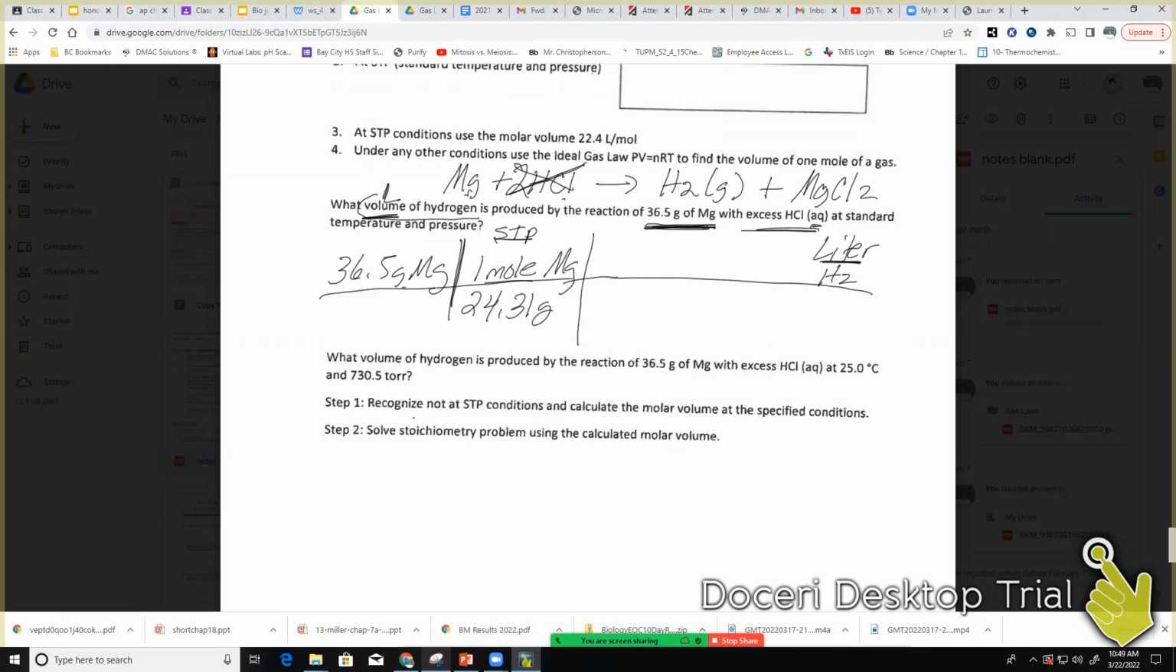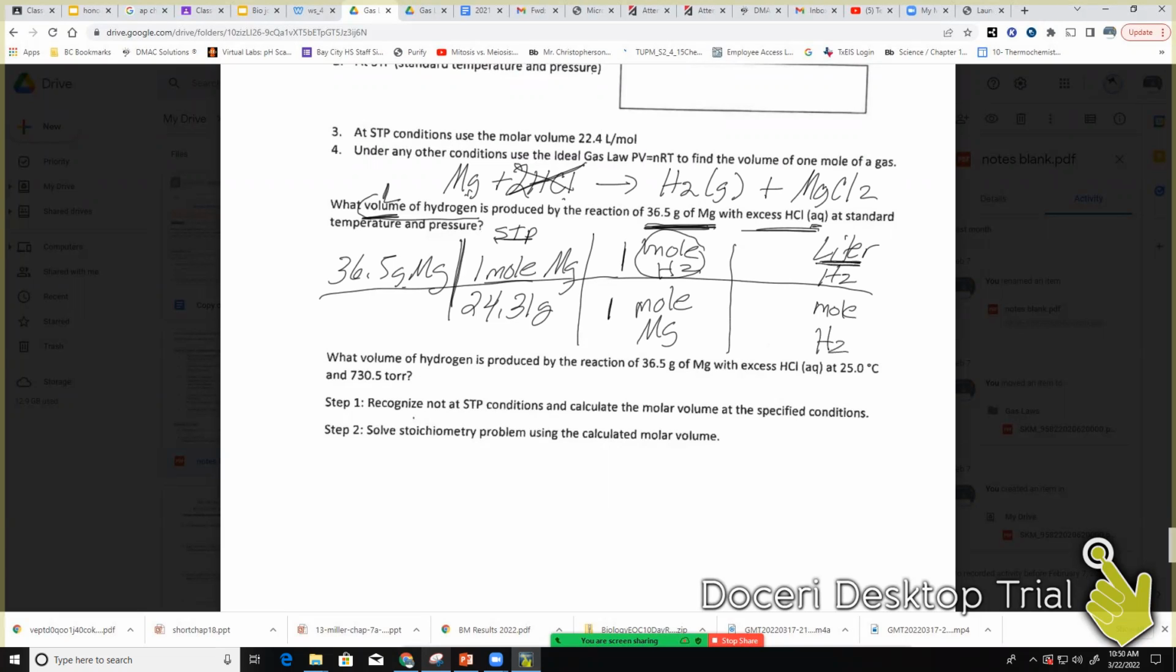If I stop right there, I'm still dealing with magnesium. I want to be dealing with hydrogen. So this is where I'm going to use my mole to mole ratio, going from moles of magnesium to moles of hydrogen. That's just my coefficient, and in this case, they both would be 1. And then I keep on following my units, moles of hydrogen down here.